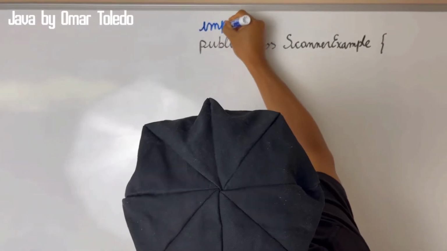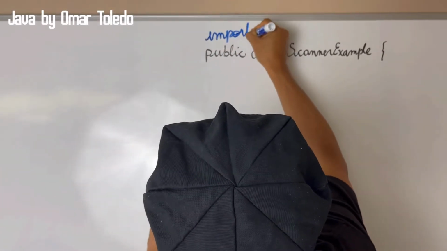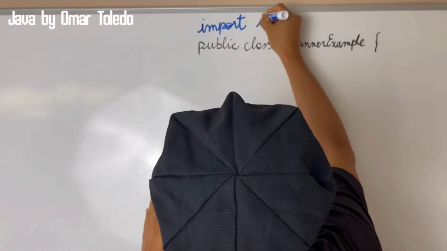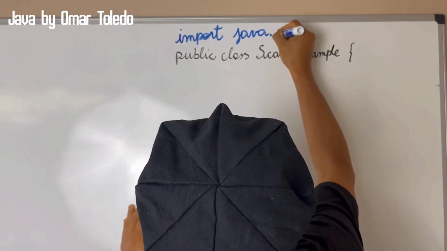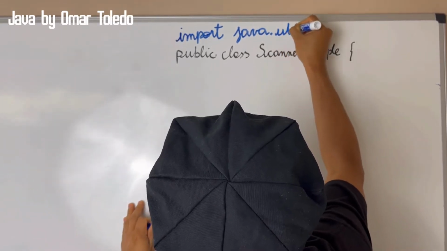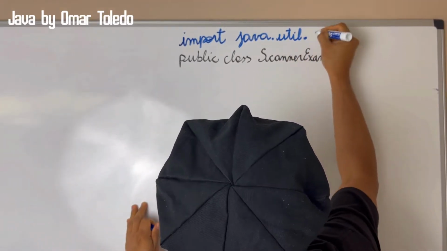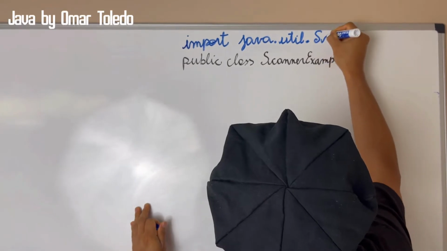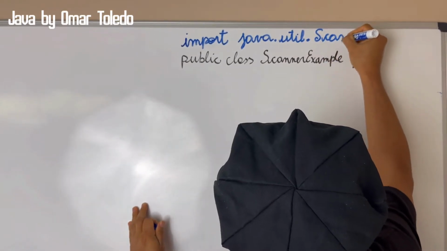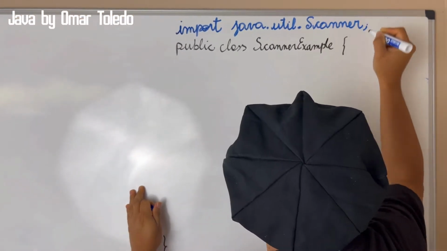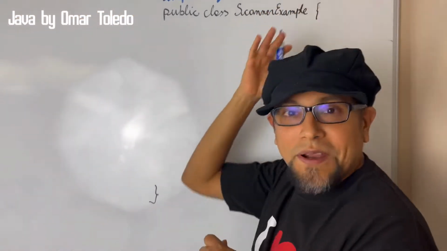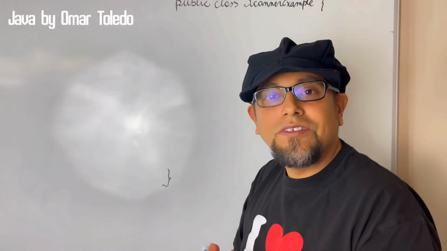Import, space, java dot util dot Scanner. Statement terminator, semicolon at the end. So now we're telling Java that we're going to use the scanner.